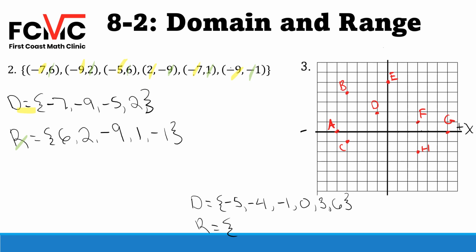Range is going to be the set of all y values. So this is our positive. This is our negative. Let's find our lowest y value. So that's going to be H. So -1, -2.